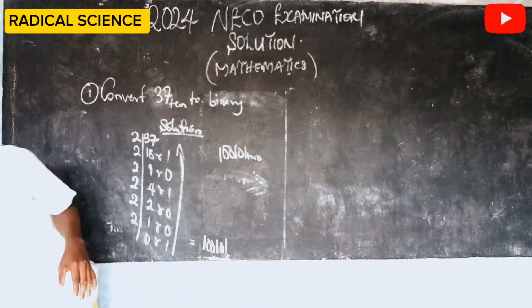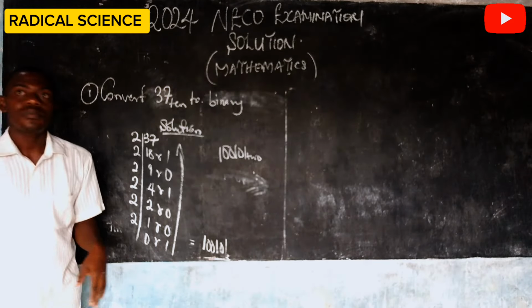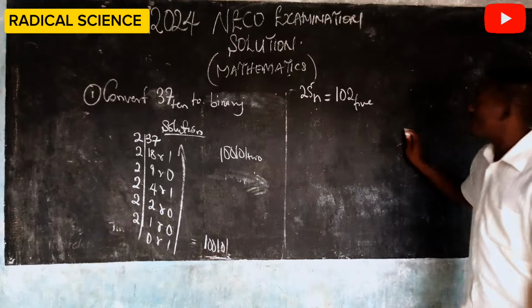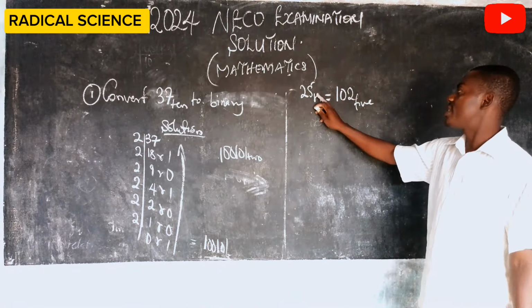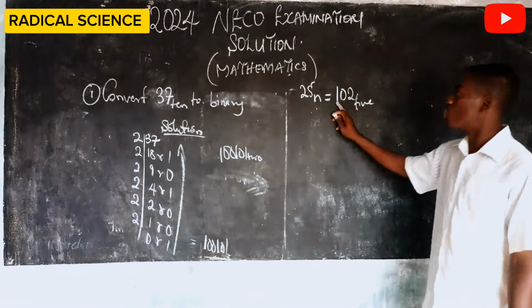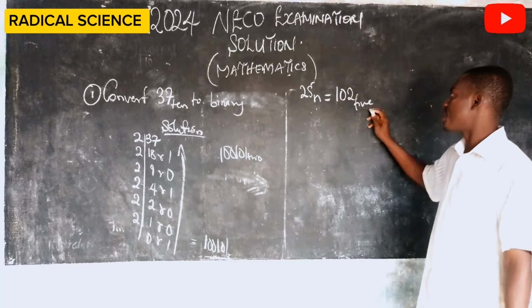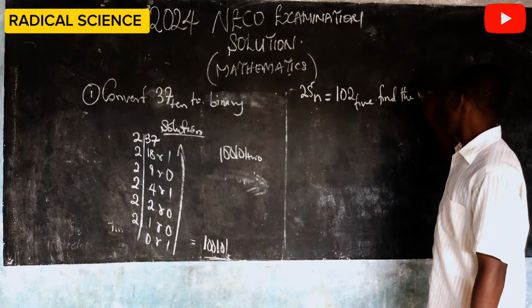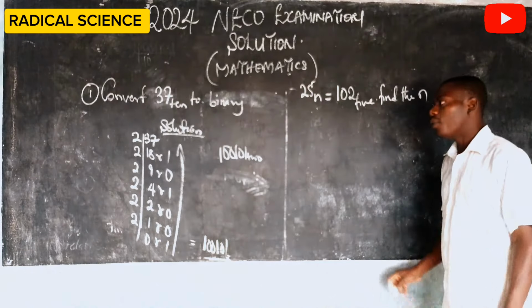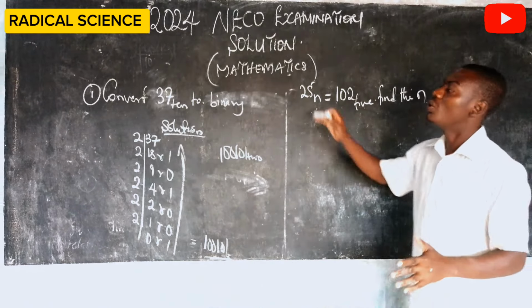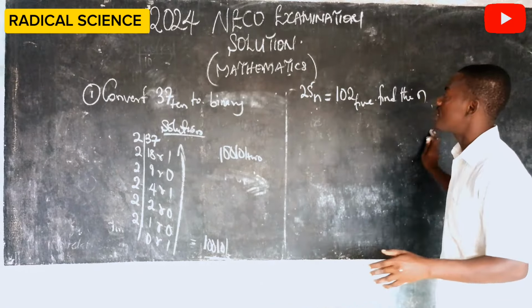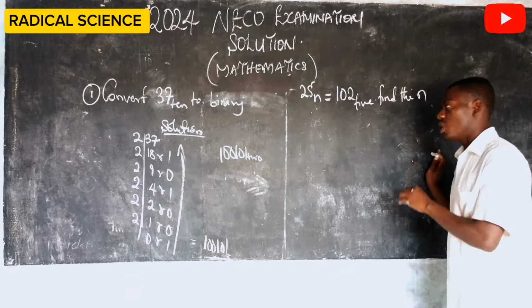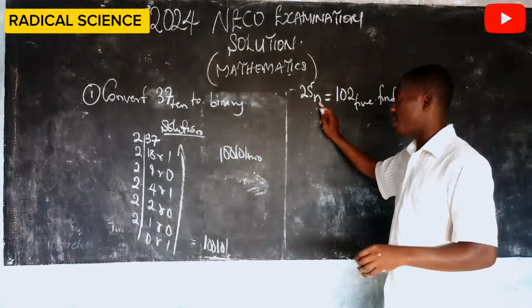And the second question is: 25 base n is equal to 102 base 5. We are told to find the value of n. Now let's go. This is still number system, but this number system involves an algebraic equation.